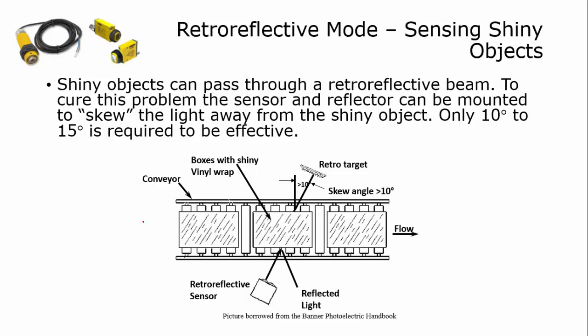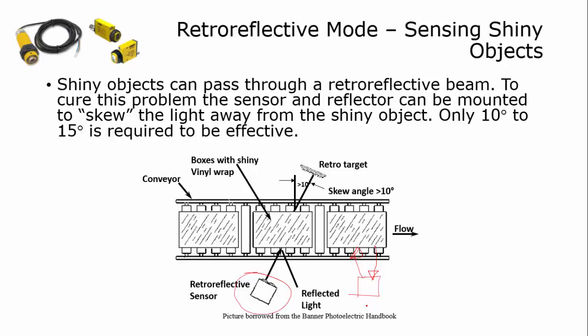Retroreflective can also be used to sense shiny objects. If you think about it, if you've got a product that's shiny and you've got an emitter receiver down here that's putting out a light signal and receiving its own light, if I've got a shiny object and I mount that sensor this way, the light will come up, hit the shiny object, and come off the shiny object and come right back again. It won't even see it. The sensor will never know that the object is there.